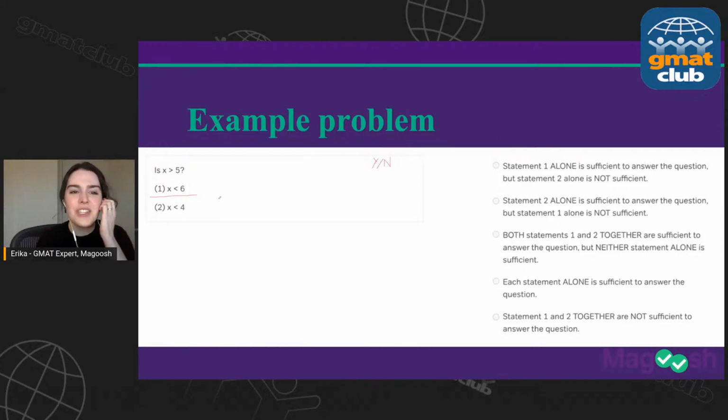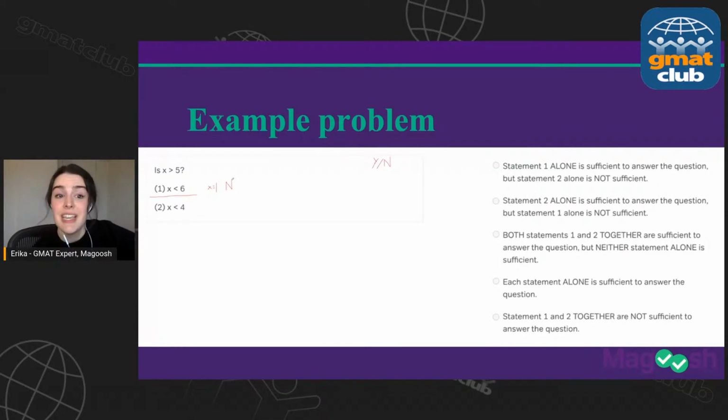All right, we'll go with an easy one. Let's say x is 1. Or x is even 4, but let's go with x is 1. If x is 1, then x is not greater than 5. The answer is no.